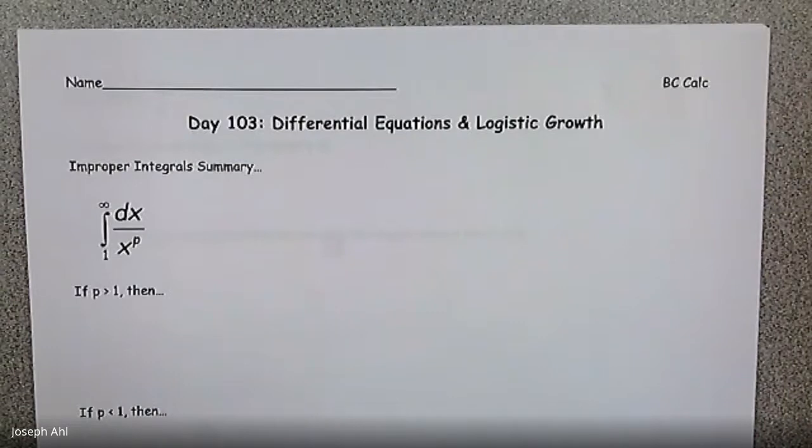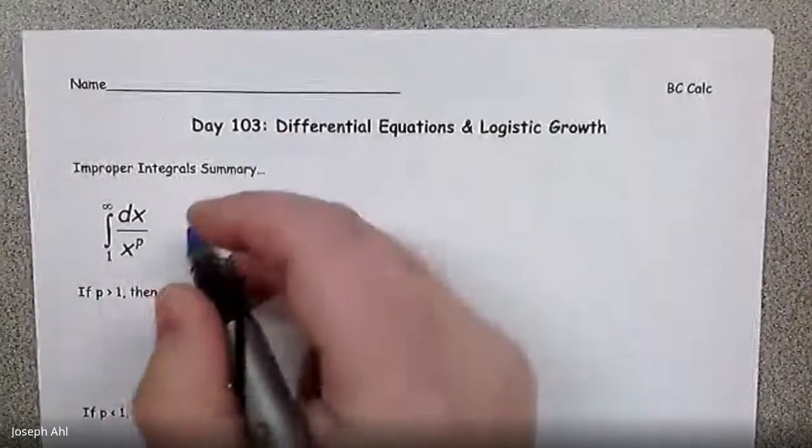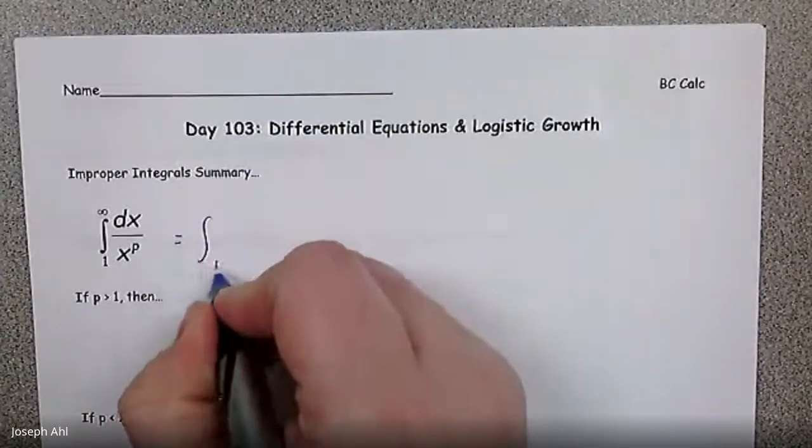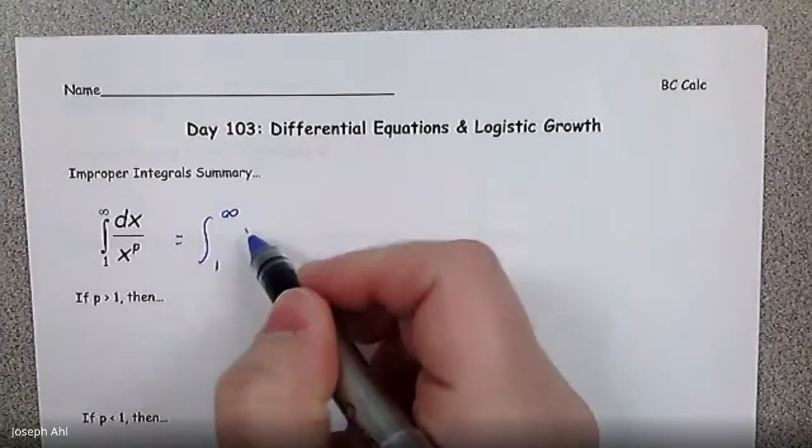So if we have something like the integral from 1 to infinity of the form dx over x to the p, we've seen that in some instances this will converge, and in other instances this will diverge. Just really quickly, if I were to set this up, we can break this down into the limit as c goes to infinity. We can plug in c as that upper limit there.